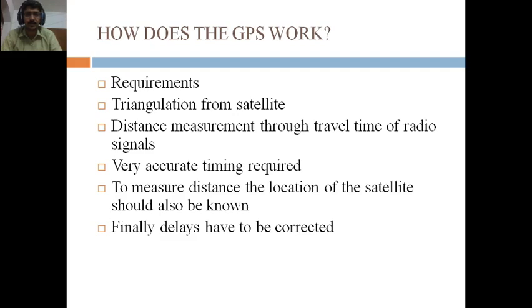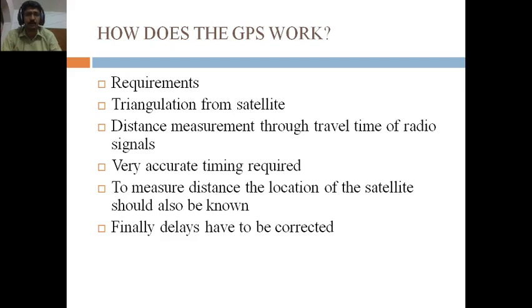How does the GPS work? Requirement: triangulation from satellite. To determine the unknown position, we need to form triangulation of the satellites such that we can get the accurate point, what is the coordinate of it. Distance measurement through travel time of radio signals. See, we are getting our distance.